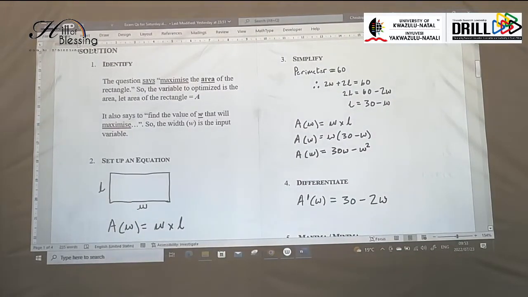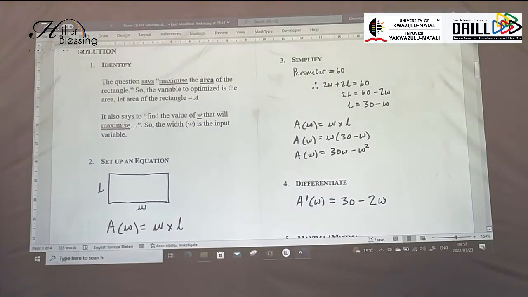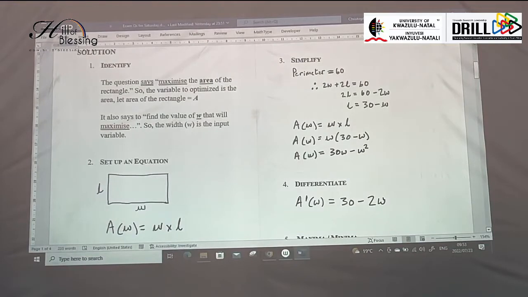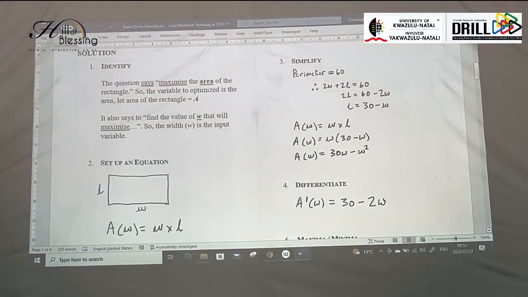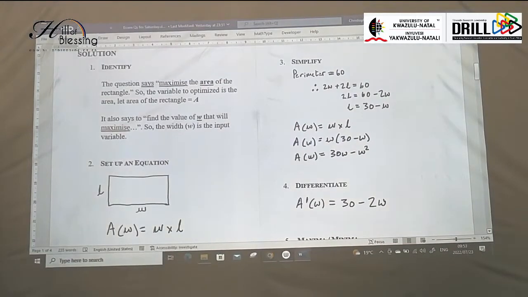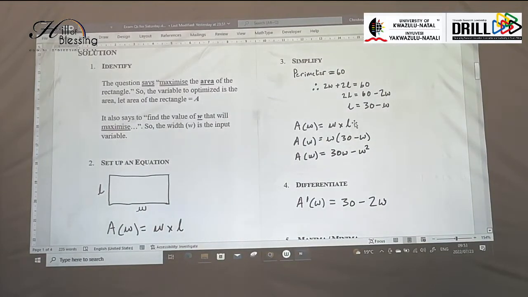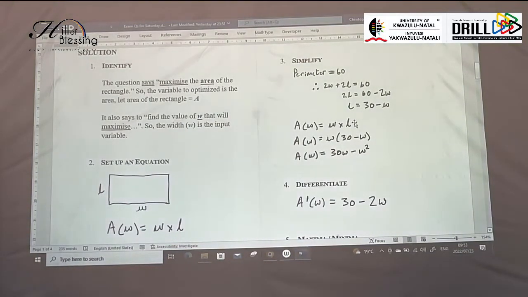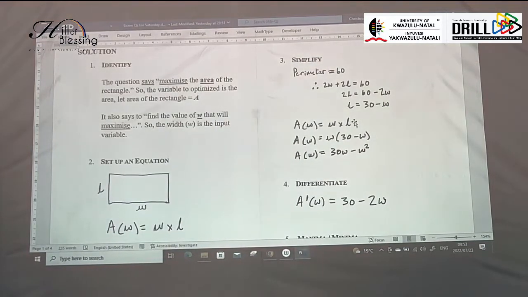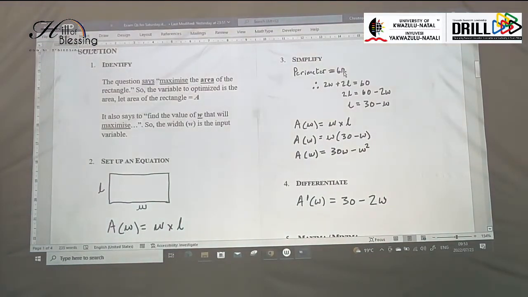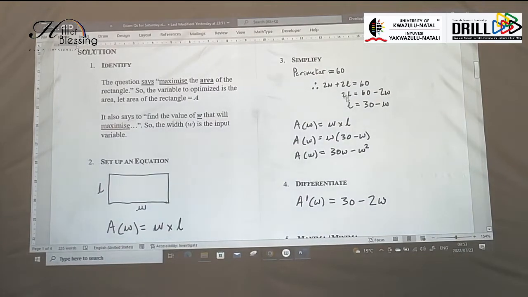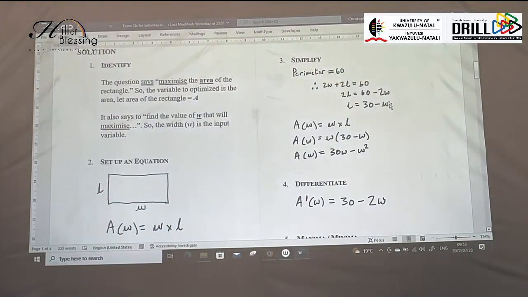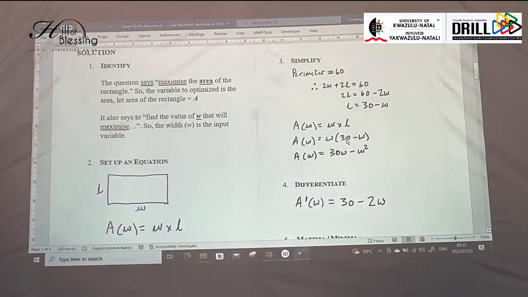Step number 3 is often the most complex part of this question. You want to get to a point where the optimization equation only has a single input variable. Here, what's the problem with the equation? It's got a W and an L. So we need to rewrite that L in terms of W. What other information were we given? We were told that the perimeter was 60. So we could use that to set up an equation that isolates L in terms of W, and that will allow us to substitute it into our second equation.